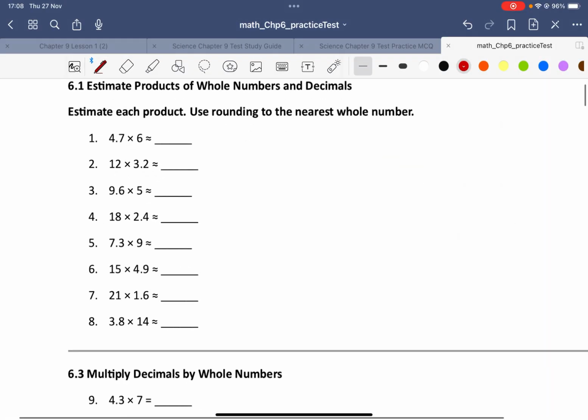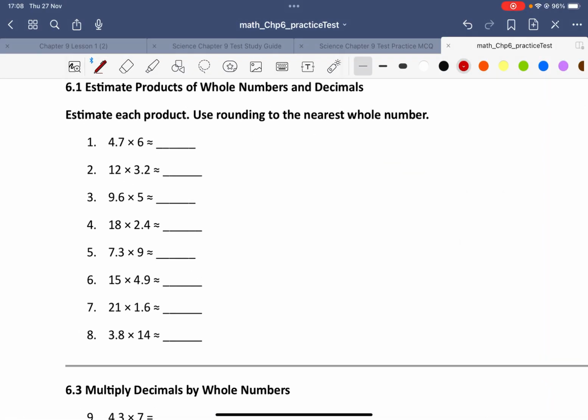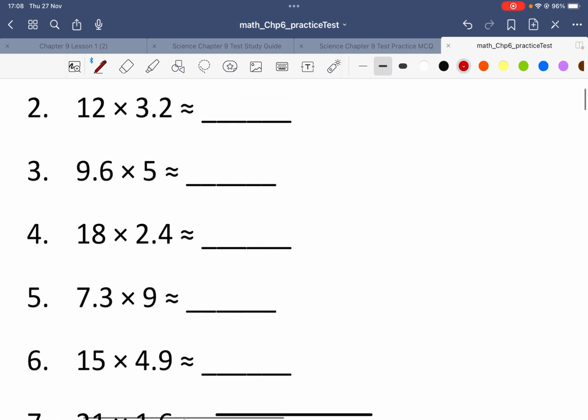All right, let's start here. So you have a question that says estimate each product, okay? Use the rounding to the nearest whole number. So let's just say I'm trying to do this question here, this one. So I will write 9.6 times 5.